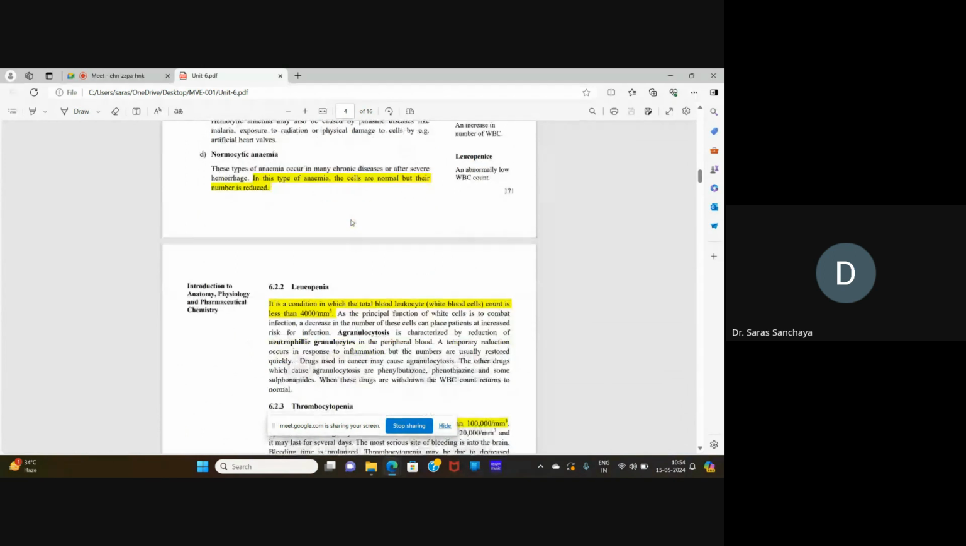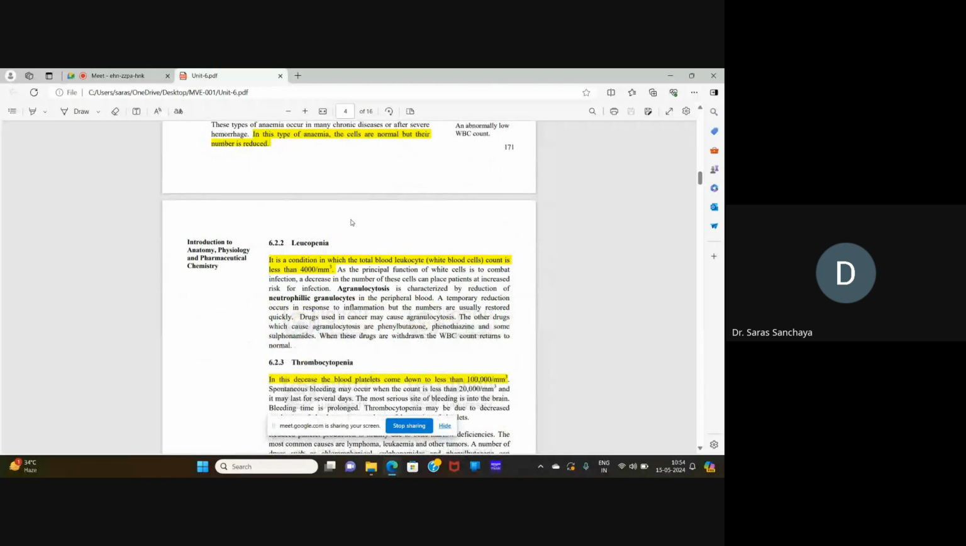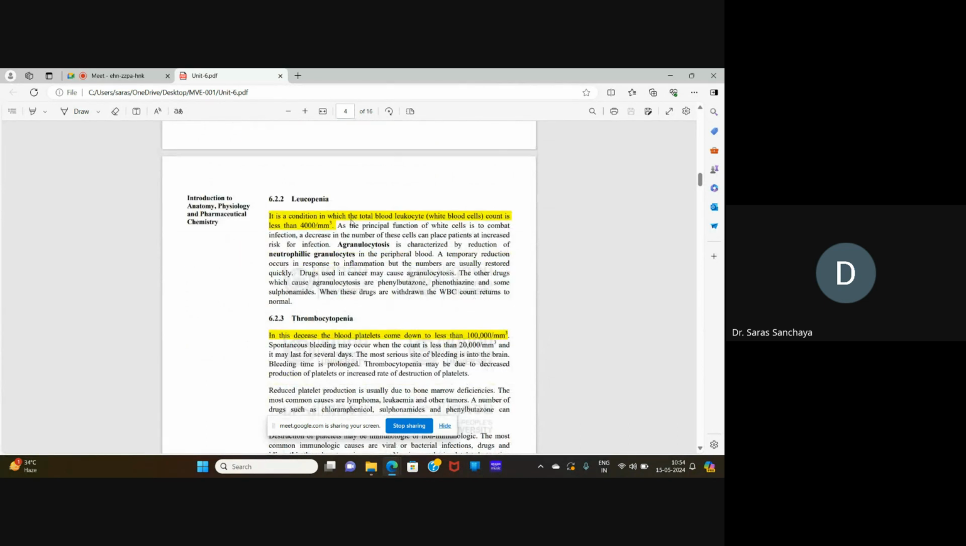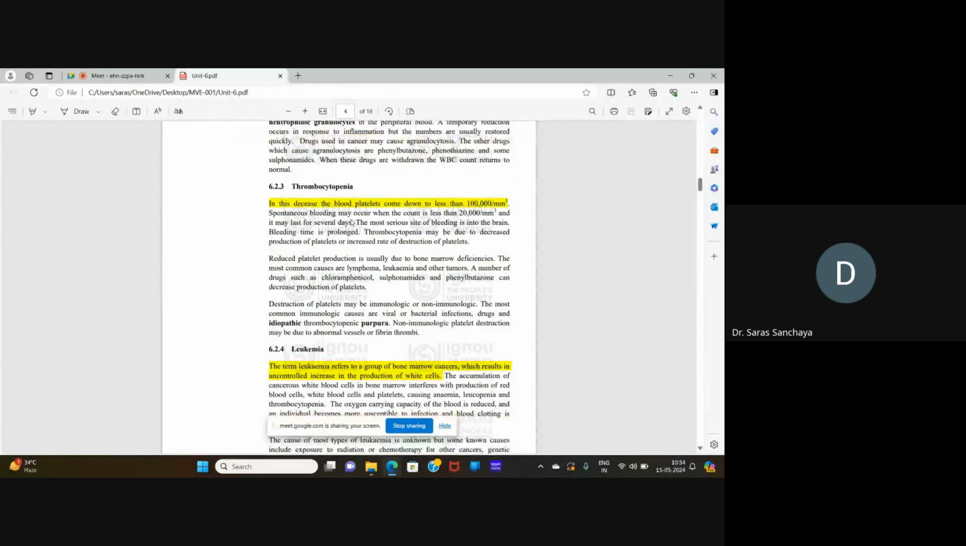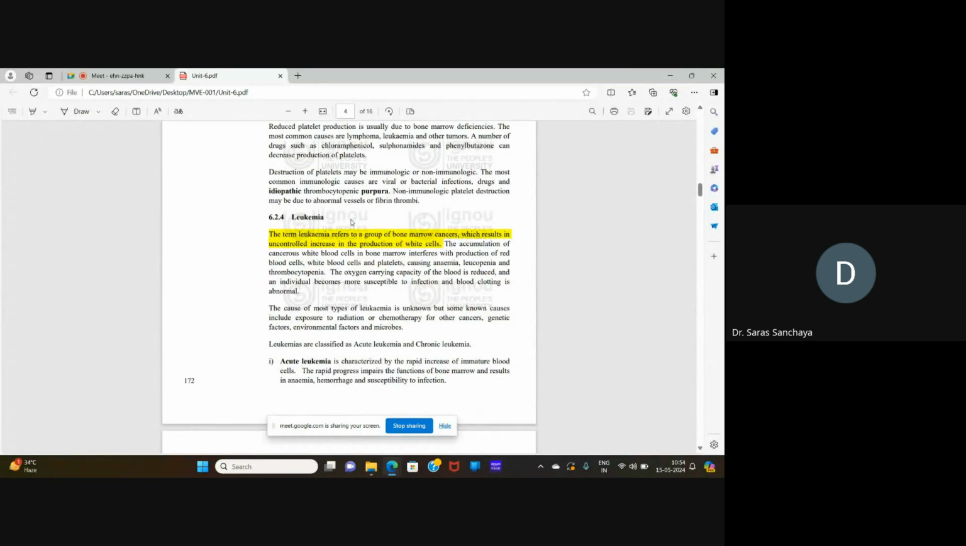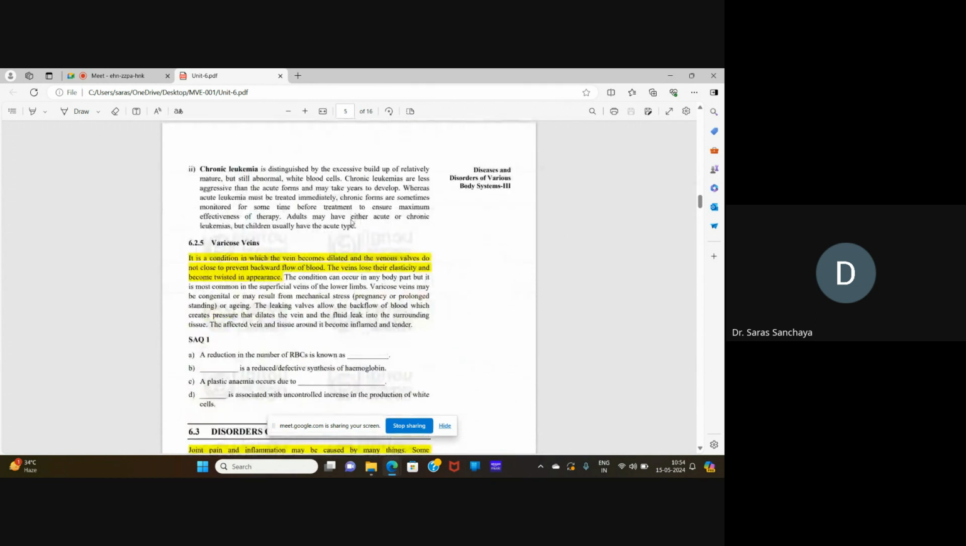Then there is leukopenia. In this condition, the total blood leukocytes or white blood cells count is less than 4,000 per millimeter cube. Then thrombocytopenia. In this, there is decrease in blood platelets, which come to less than 1 lakh per millimeter cube. It is mainly in diseases like dengue. Leukemia. The term leukemia refers to a group of bone marrow cancers which results in uncontrolled increase in the production of white cells. Then varicose veins.